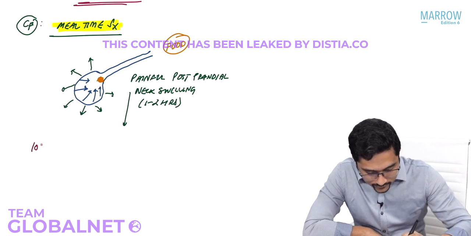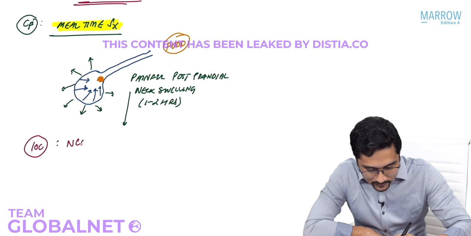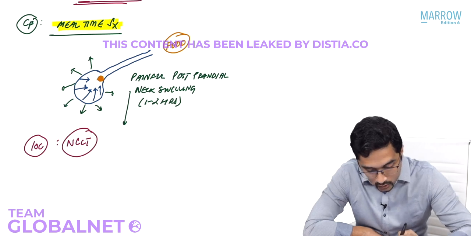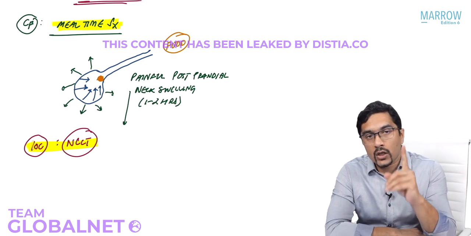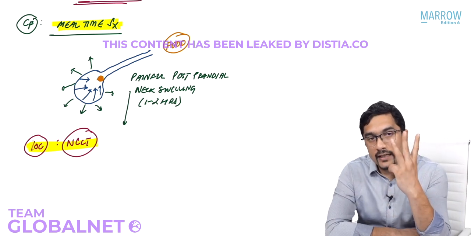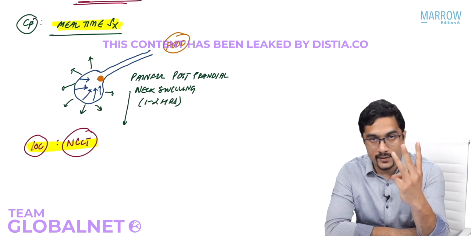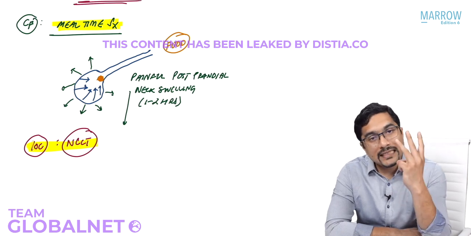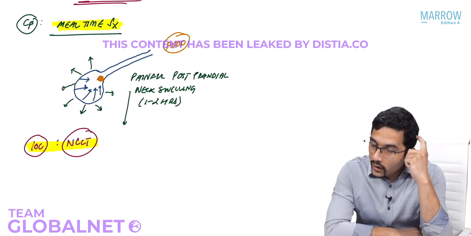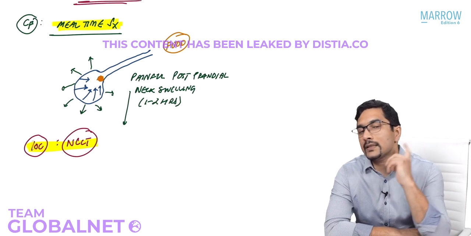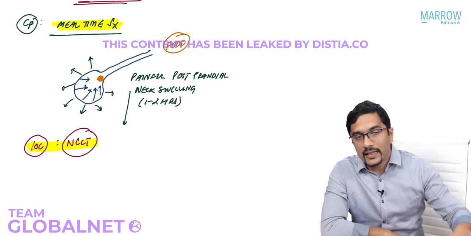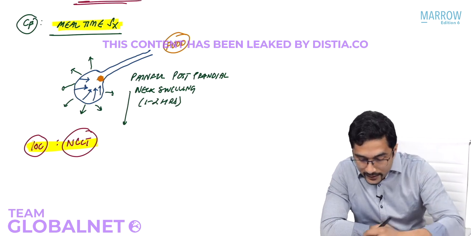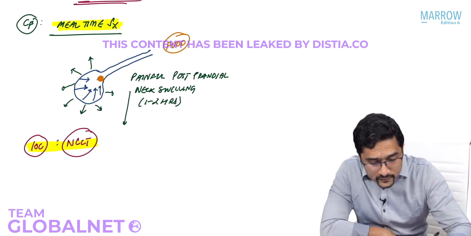The investigation of choice, very important, has been asked multiple times in the exam, is a non-contrast CT scan. Again, to recapitulate, a non-contrast CT scan, I've told you, is the investigation of choice at 3 places: head trauma, salivary gland stones, and renal stones. That's where non-contrast CT scan is the investigation of choice.